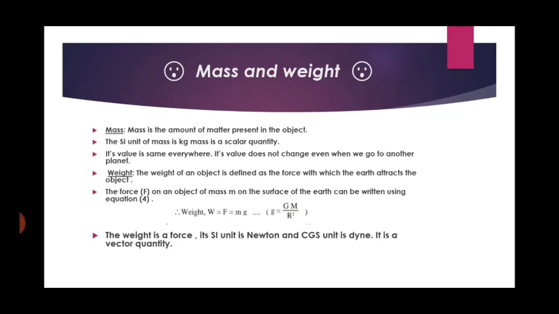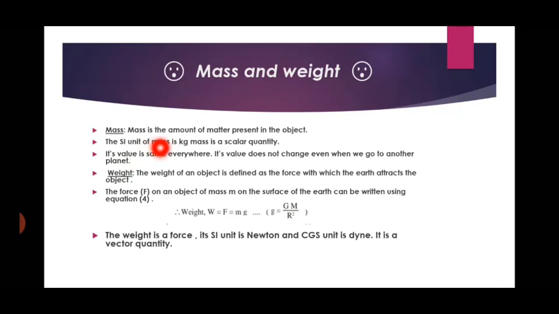Maybe distinguish between mass and weight, otherwise differences between mass and weight. Let us first discuss what mass is. So mass is the amount of matter present in the object. This is the definition of mass. Mass is the amount of matter present in the object.